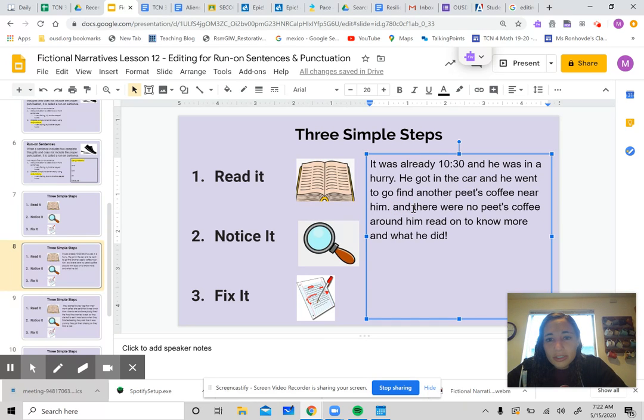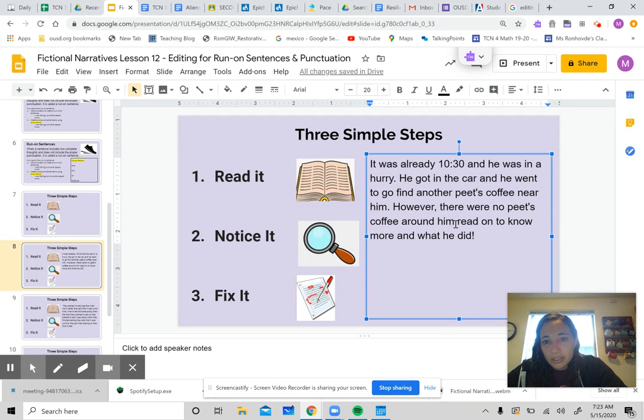I wonder if this student could also use the word but, actually we don't usually want to start a sentence with but, so we might say a cool third grade word. However, there were no Pete's Coffee around him. Read on to know more of what he did. A lot of you had your thumb up again. However, there were no Pete's Coffee around him.